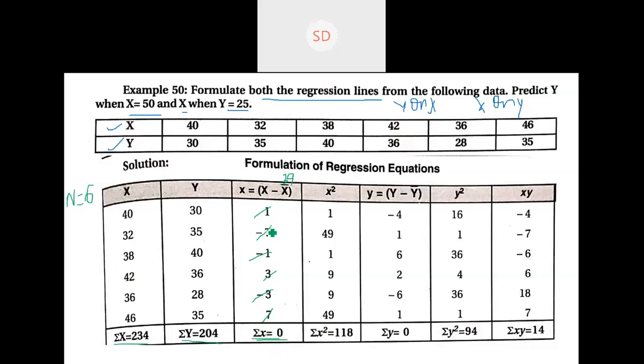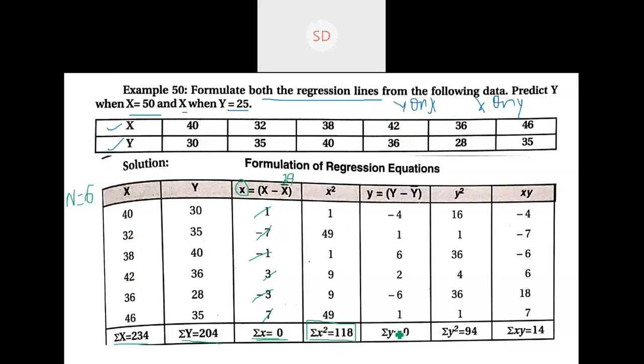Okay. Now the next calculation will be x square. That is small x square. That is a deviation. So this column is supposed to be squared. That is 1 square is 1. Minus 7 square is 49. Then 1 square is 1. 3 square is 9. Minus 3 square is also 9. 7 square is 49. And when you add all of them, you get another important value, that is sigma x square. So these are the values that are required for x calculation. Now let us go for y calculation.